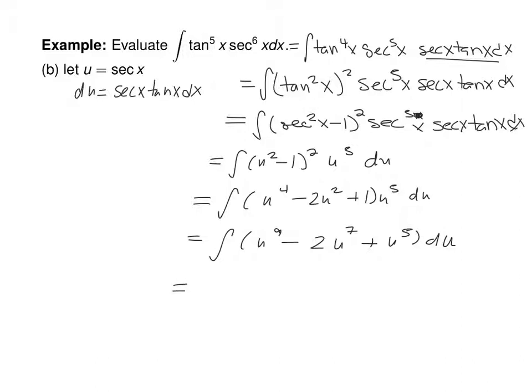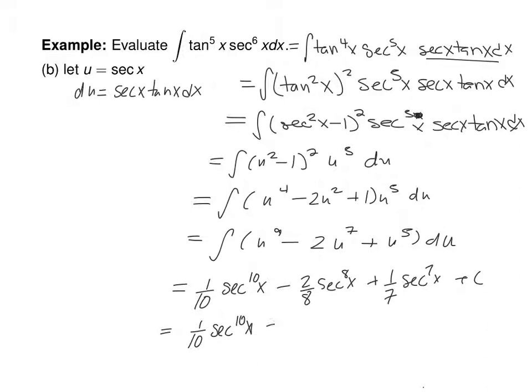In this case, we plug back in secant. So I have 1/10 secant to the 10th minus 2/8 or 1/4 secant to the 8th x, and then plus 1/7 secant to the 7th x plus c. So let's reduce that fraction. 1/10 secant to the 10th x minus 1/4 secant to the 8th x, and then plus 1/7 secant to the 7th x plus c.